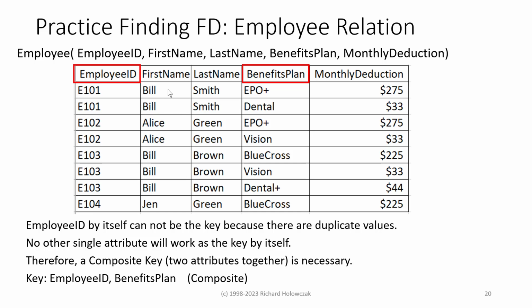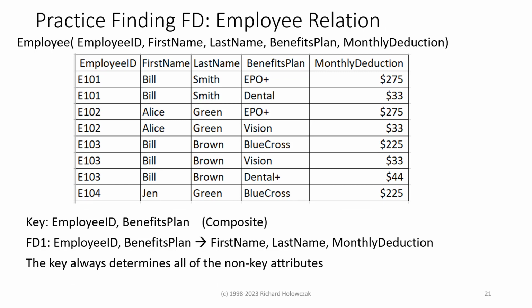The first name, probably not. We've got a couple of different people named Bill. Last name won't work because we have a few people with the same last name as well, which is common in a large database. So employee ID and benefits plan end up being the 2 that we're going to work with in order to act as the key for the relation. Well, once we have the key, then you know what to do. You write down the key on the left, you put the arrow, and then you list all of the non-key attributes. You're just going to have to get used to doing this. It just happens very naturally. As soon as we know what the key is, immediately we get our first functional dependency.